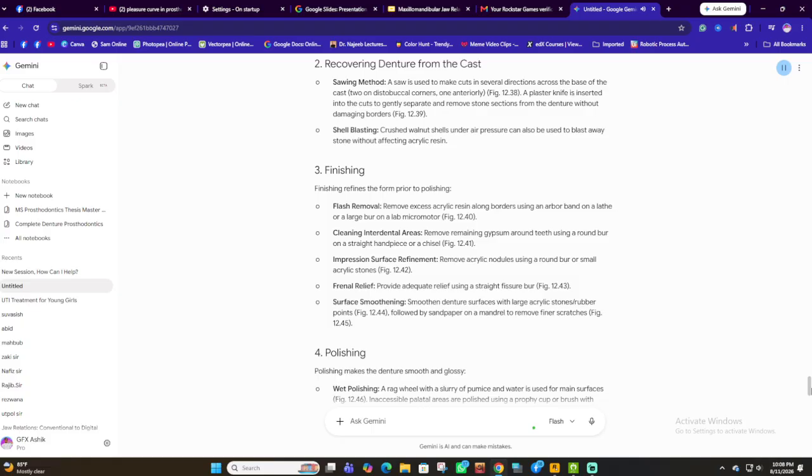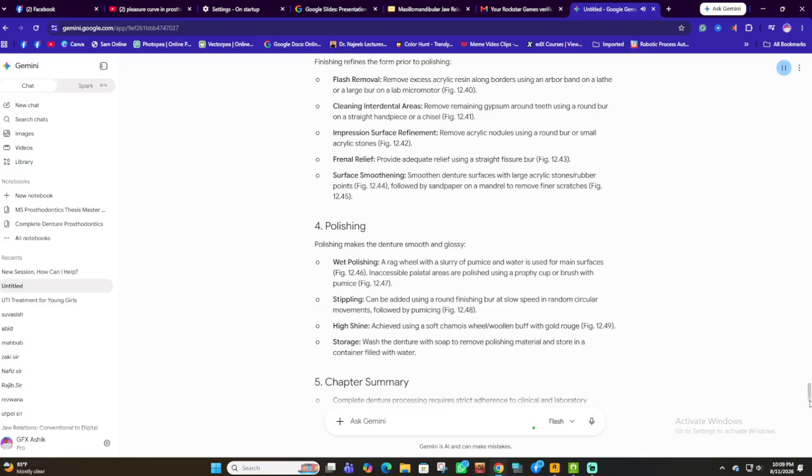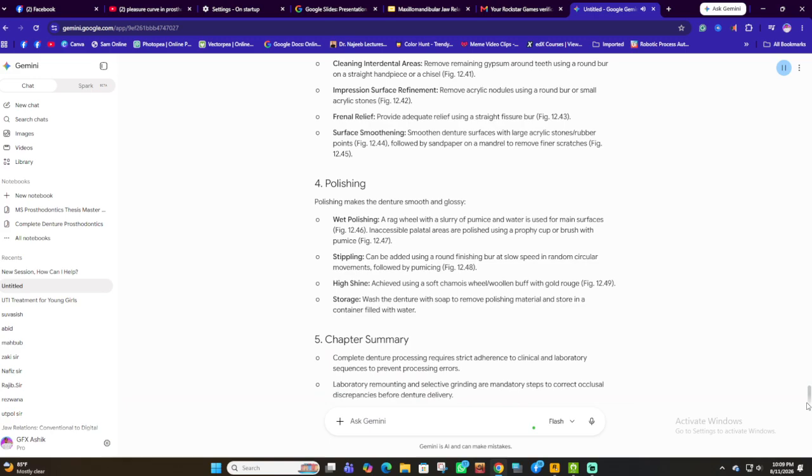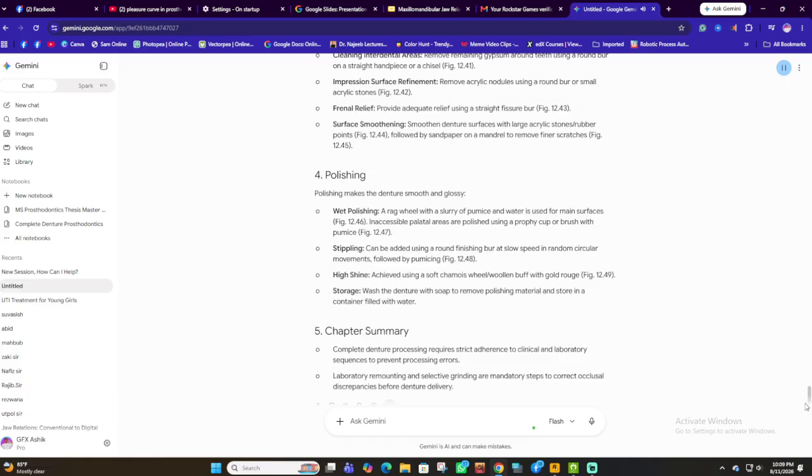Frenal relief. Provide adequate relief using a straight Fisher bur, Fig. 12.43. Surface smoothing. Smoothen denture surfaces with large acrylic stones, rubber points, Fig. 12.44, followed by sandpaper on a mandrel to remove finer scratches, Fig. 12.45. 4. Polishing. Polishing makes the denture smooth and glossy.